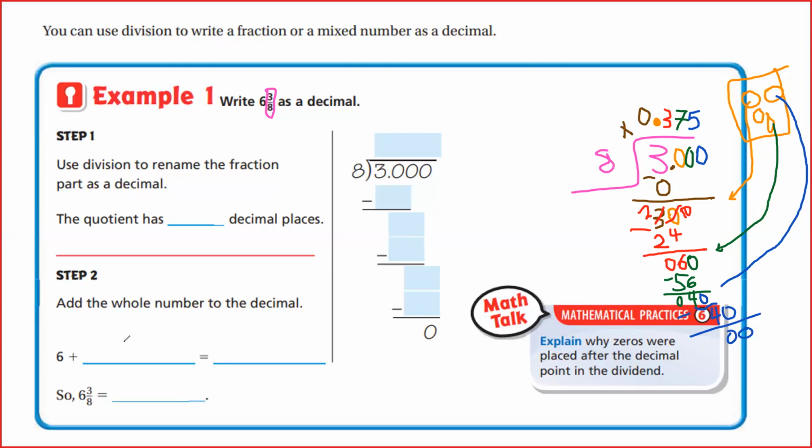So now, how can I write 3 over 8? It is 0.375. And when you're adding them, you get the answer as 6.375.